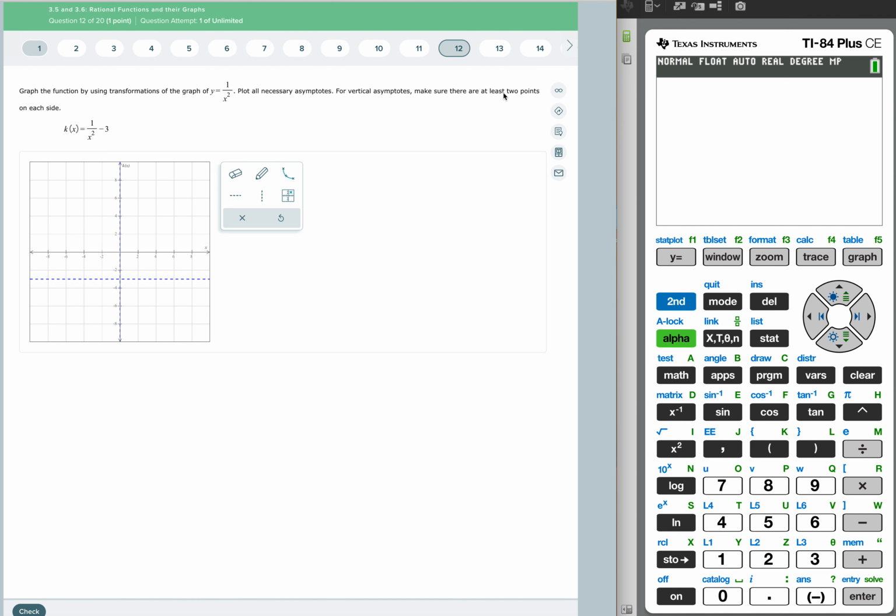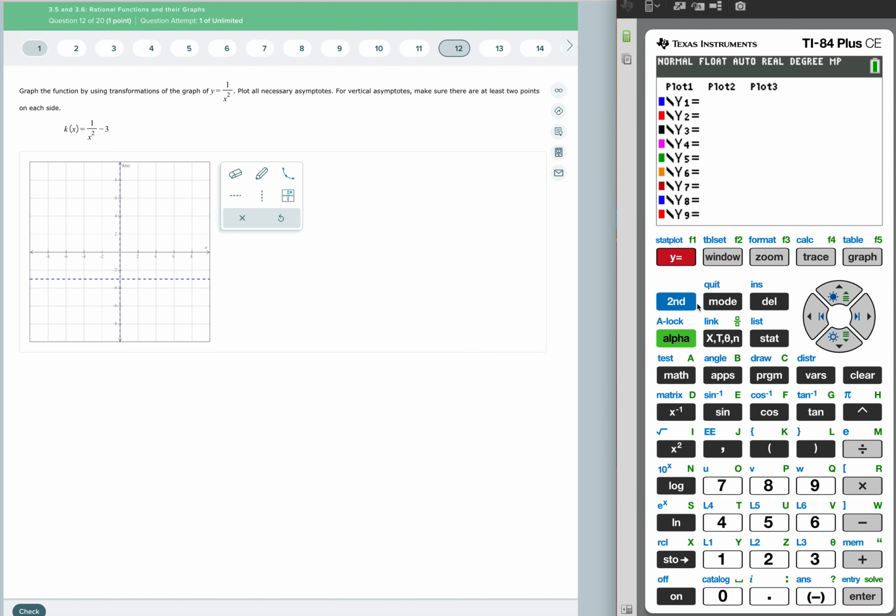Okay, so now we need at least 2 points on each side of the vertical asymptote. So let's let x equal 2 and maybe 4. You could let x equal 6 if you want, but we'll just let x equal 2 and 4. So we're going to go over to the calculator, and we talked about how to store a value and then evaluate that function quite quickly. So 1 over x squared minus 3. As you can see, that is what y1 is equal to.